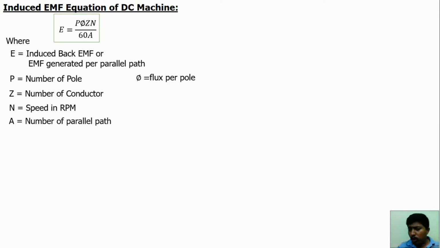If you are able to remember this formula, just remember this. Otherwise, if you need the justification, we will discuss. If you don't want this justification, just skip. Okay. So, justification.